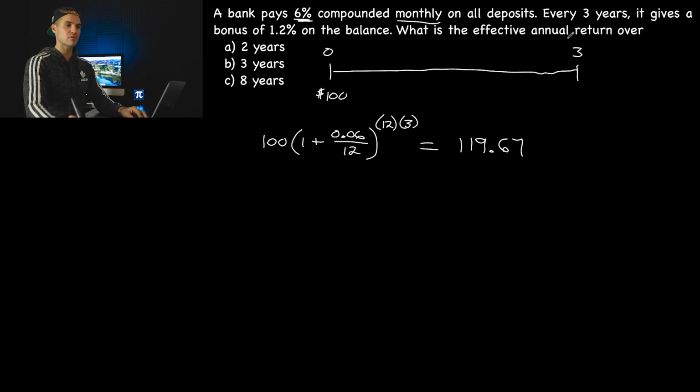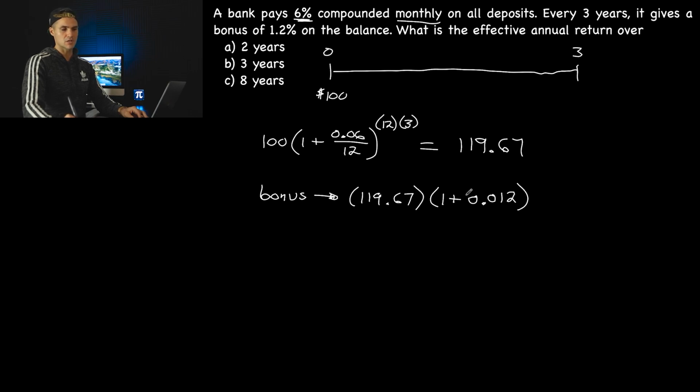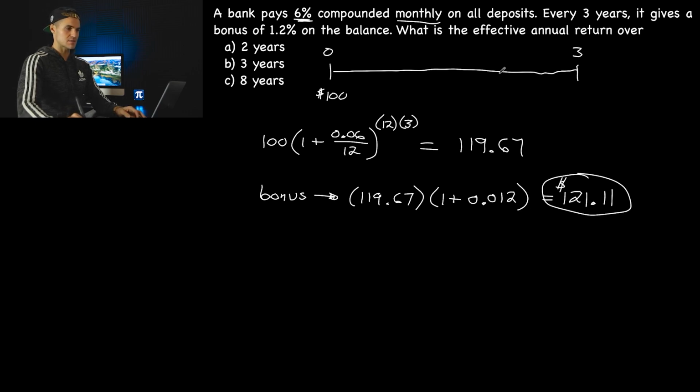We're also told that every 3 years, you get a bonus of 1.2% on the balance. So we also have to incorporate the bonus that we're going to get, right? So we have a balance now at the 3-year mark of $119.67, and then we're also getting this bonus of 1.2%. So we're just going to multiply this. We're going to grow this amount by 1.2% by multiplying it by 1 plus 0.012. And when you do that calculation, you end up getting $121.11.